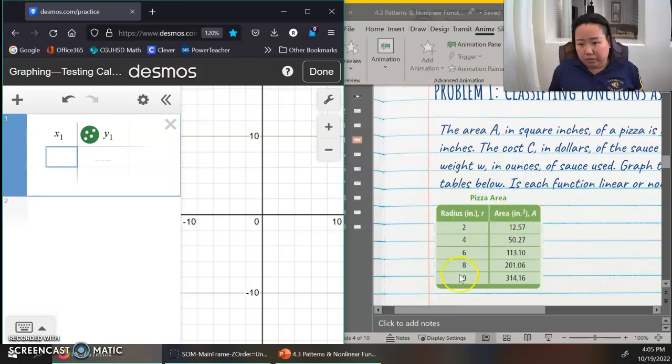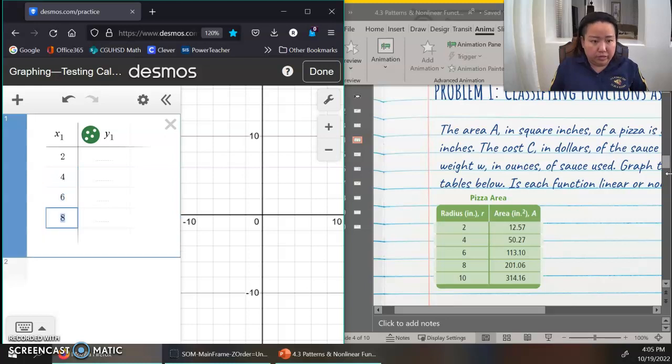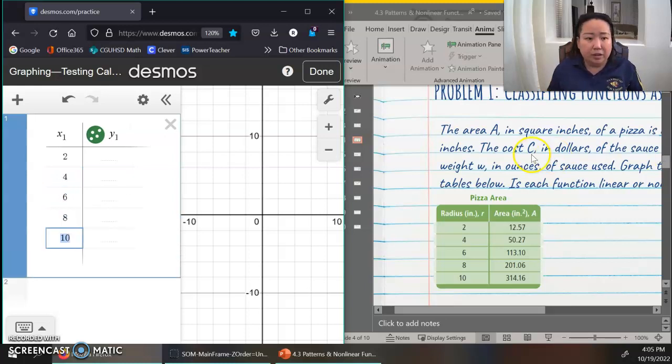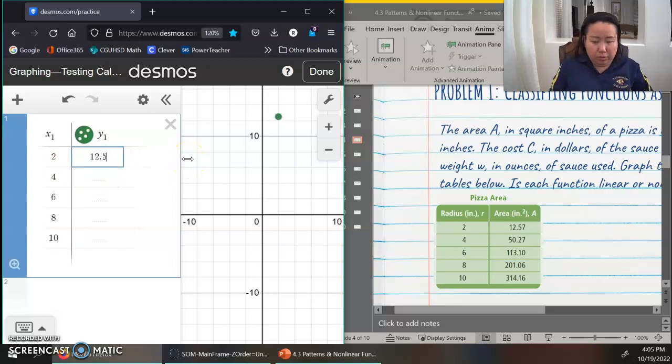So we can input these points here. So you have 2 up to 10. So we can type it here: 2, 4, 6, 8, 10. Okay. Our Y values, a little bit tough to do.